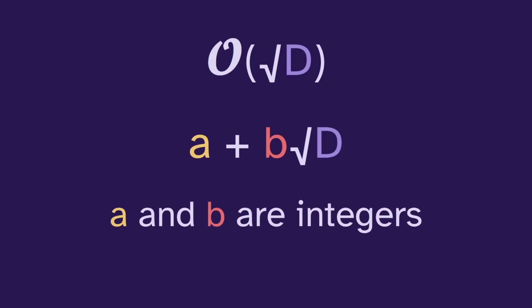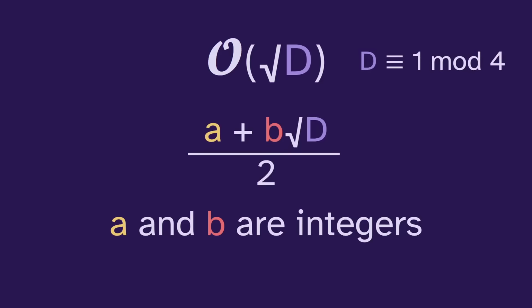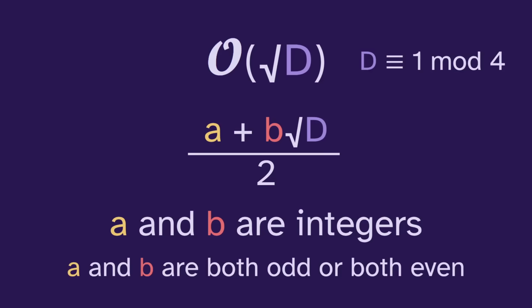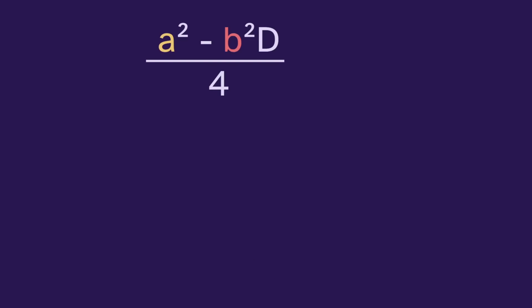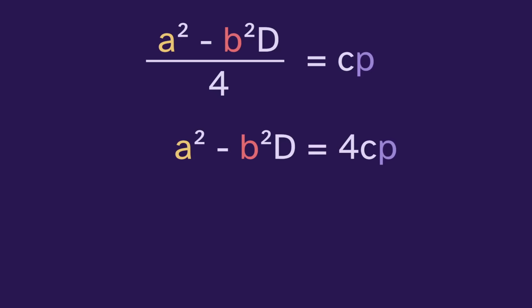Generally, we have a plus b root d, where a and b are integers. But if d is 1 mod 4, we instead take a plus b root d over 2. We take all of the halves, where a and b are integers. And here we stipulate that a and b are both odd or both even. So both even gives us all the integers, and both odd gives us these odd halves. And this means our norm is divided by 4. So when we're looking for this equation to have a solution, we're really looking for a squared minus b squared d to be 4cp. And we recall we wanted c not divisible by p. If p is odd, then 4c is also not divisible by p. But if p is 2, we're really looking for some 8 times c.